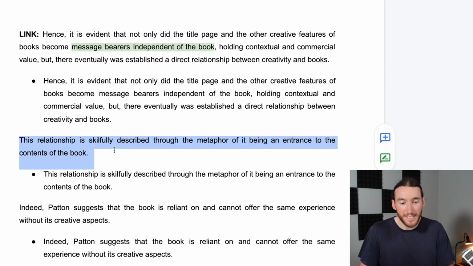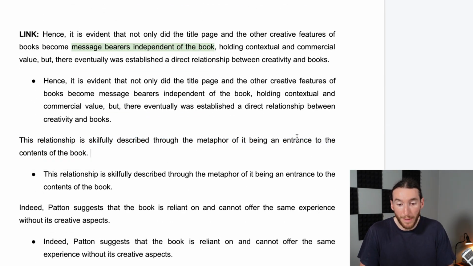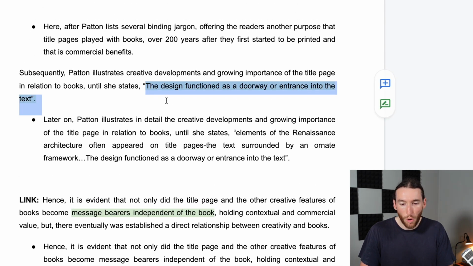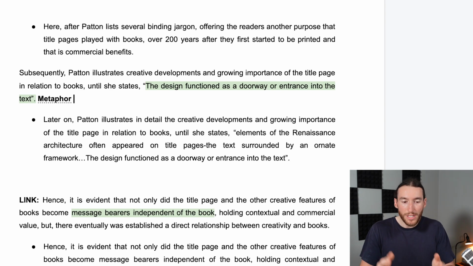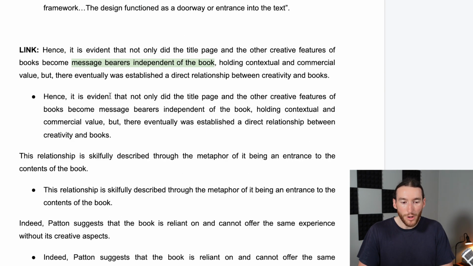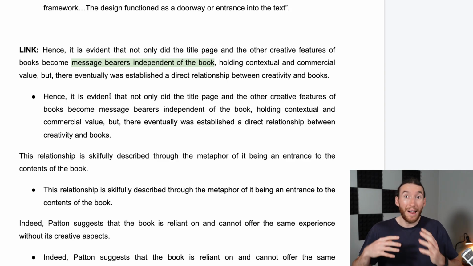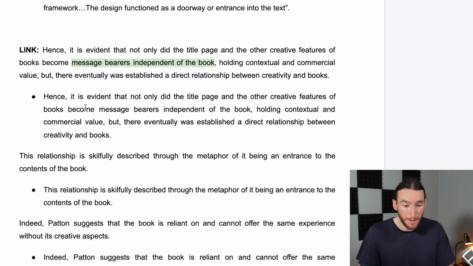This relationship is skillfully described through the metaphor of it being an entrance to the contents of the book. But hang on a second, that's the quote you had back up here. The design functioned as a doorway or entrance. So yes, that is a metaphor. Why didn't you say that up here? Why have you said it 2 sentences later? You're doing 3 sentences to try and get 1 mark. And in fact, that's all you would get. So 3 sentences there gave you 1 mark, which puts you at 3 out of 5 so far.